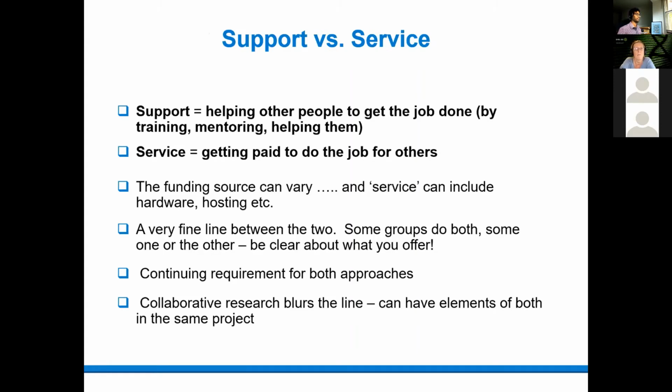So many bioinformatics core facilities use both approaches. Some of you are probably only using one. There's a continuing requirement for both types of approach, and sometimes it's quite difficult to make the definition between the two, because an individual project might require both support in some cases and service in another. Next slide, please.